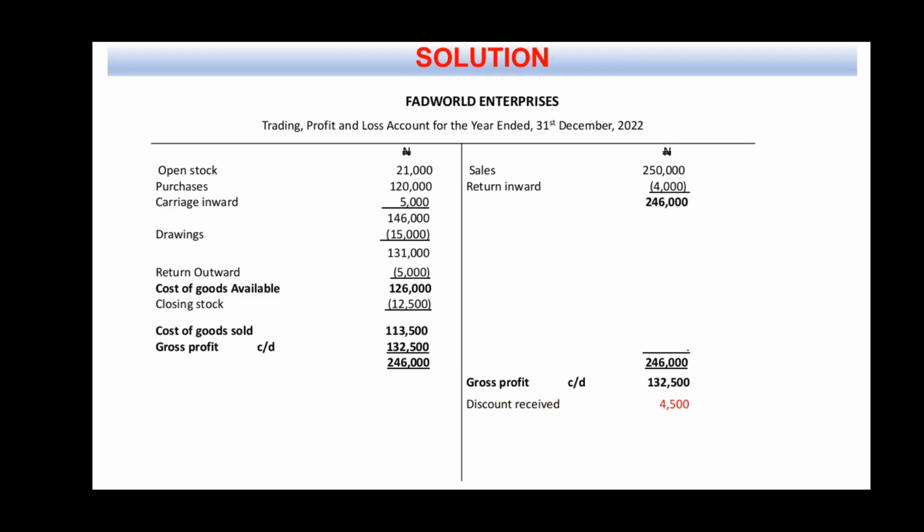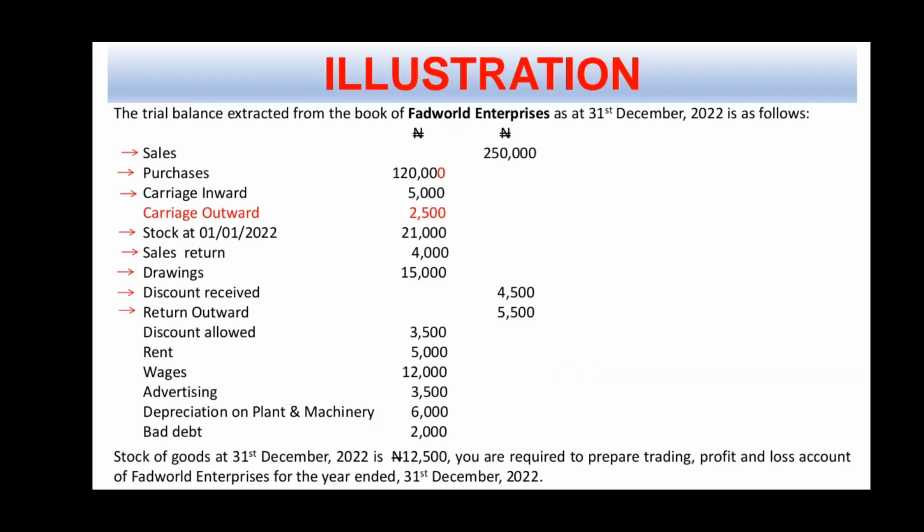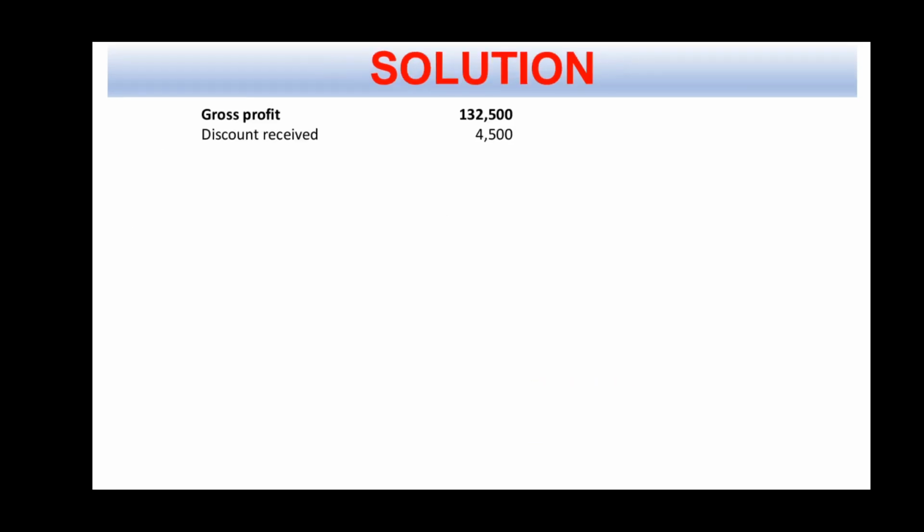That is discount received, 4,500. Now let's look at the expenses. We have carriage outward, the amount used to transport goods to the customer, which is 2,500. It is an expense. So let's add all the expenses together. We have carriage outward, which is 2,500.